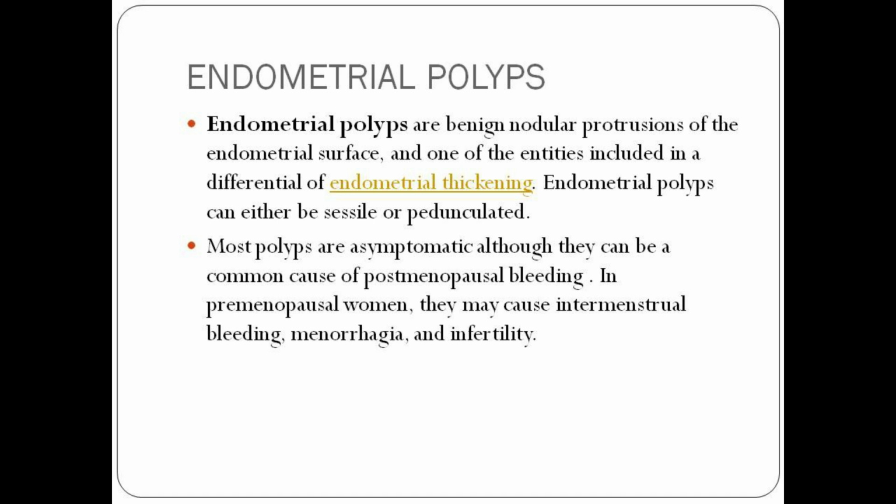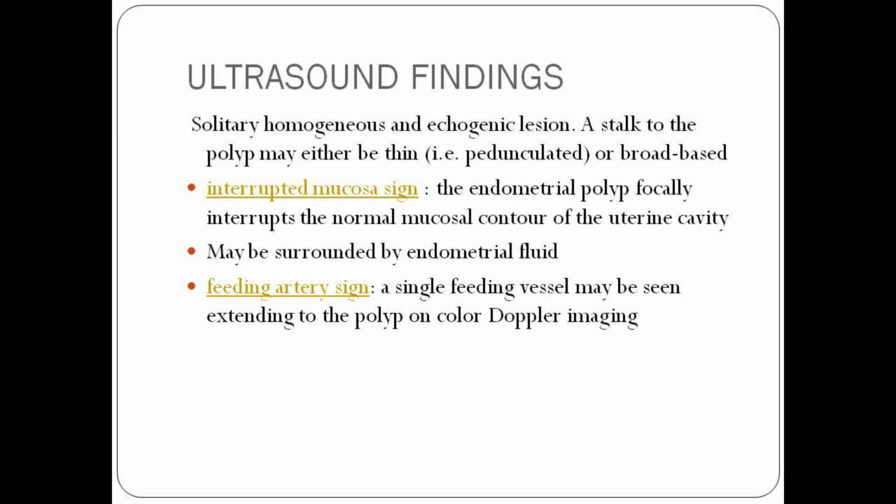Endometrial polyps can be either sessile or pedunculated. Most polyps are asymptomatic, although they can be a common cause of postmenopausal bleeding, and they can lead to menorrhagia or infertility. Now coming to the ultrasound finding: solitary, homogeneous, and echogenic. I will repeat: solitary, homogeneous, and echogenic lesions.